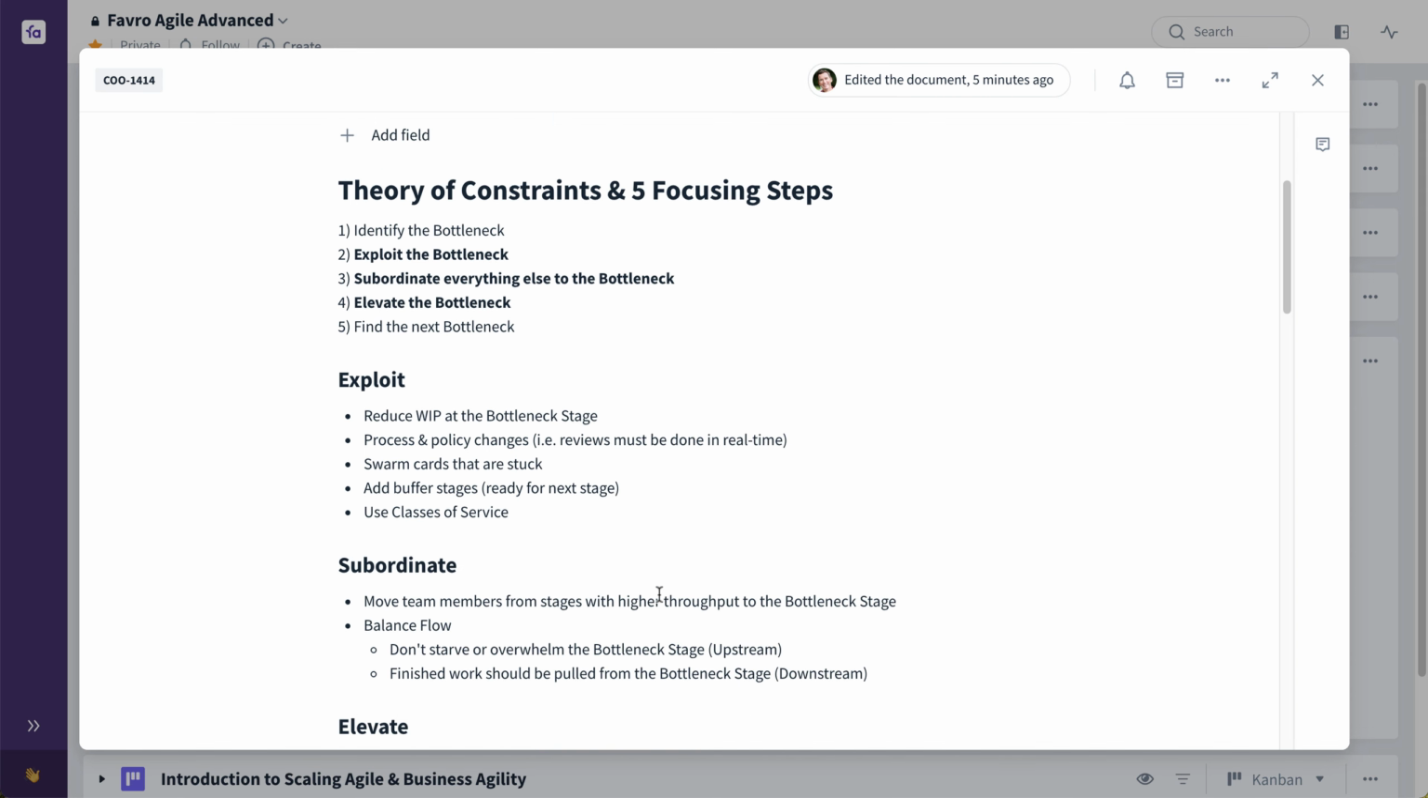Moving on to subordinate. So if we failed to remove the bottleneck at the stage itself, now we have to focus on the other stages in our Kanban flow and how those could be used to help remove the bottleneck. That could be as simple as maybe we have slack or we have a very high throughput in an upstream phase or stage, or we have slack in a downstream stage.